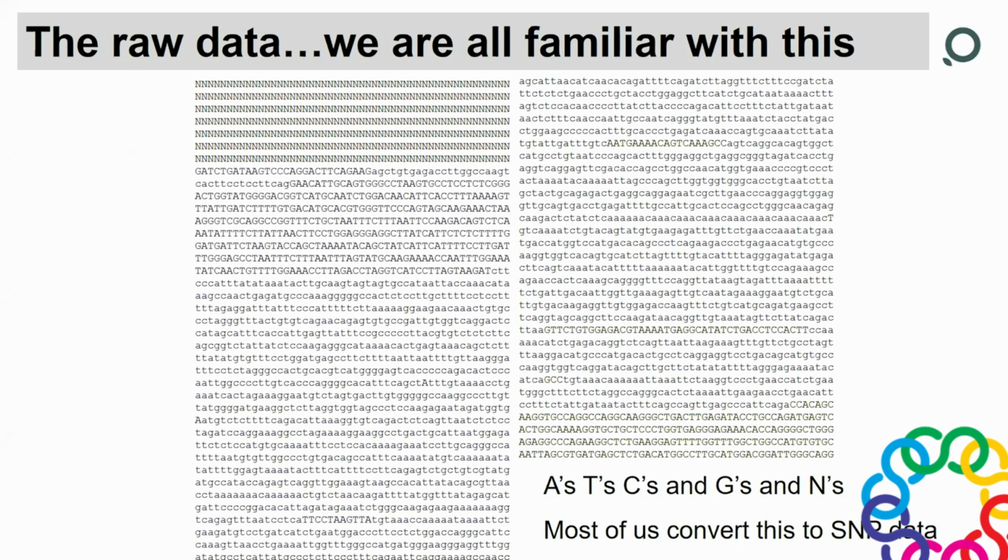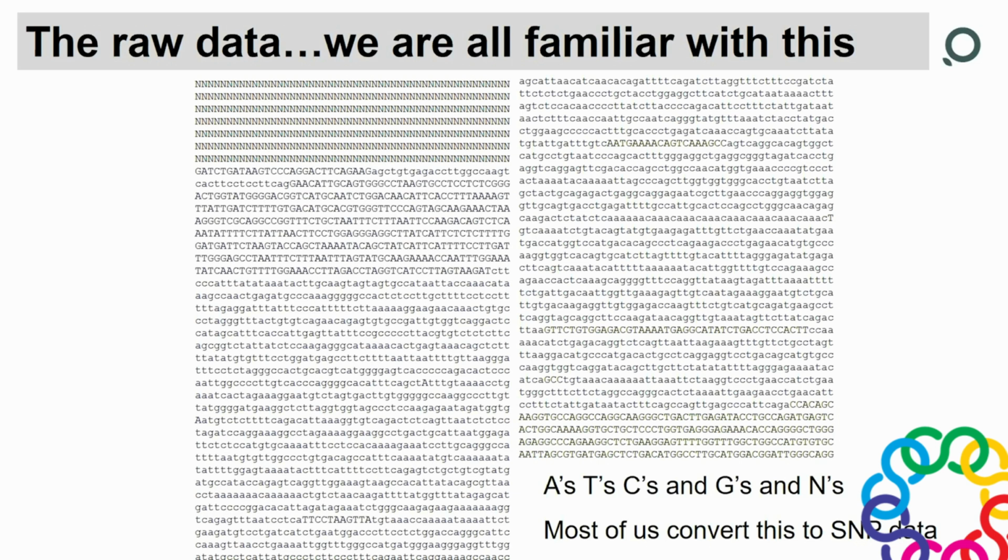So to begin with, if we are talking about genetic variants, the familiar picture that we are usually thinking of is this. It's the raw data that we're often dealing with. You know, we're all familiar with this. I call it the A's, the T's, C's and the G's, and some N's usually as well. And most of the time when we look at this sort of data, we actually end up converting it into matrices or data sets that contain single nucleotide polymorphisms, SNPs.